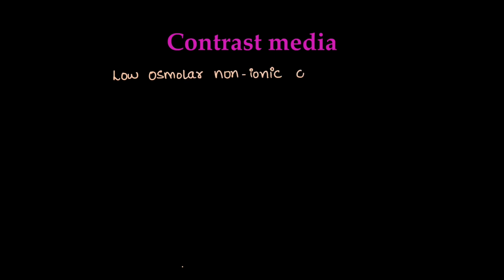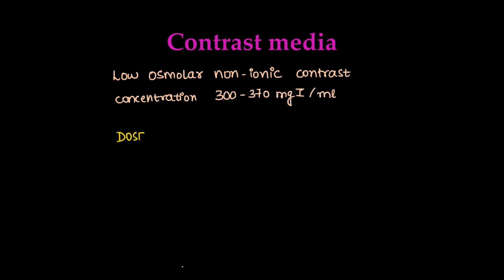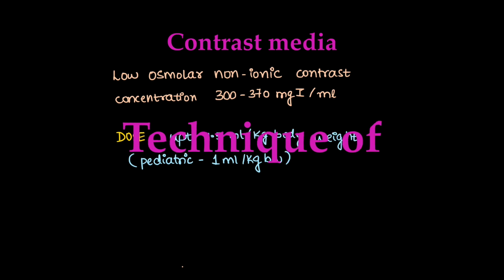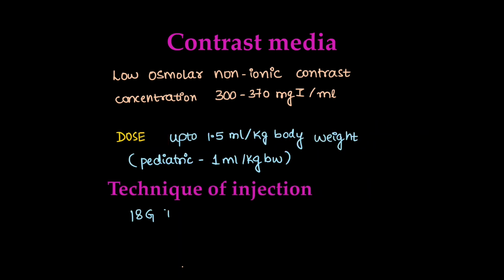Contrast media, what do we use? We use low osmolar non-ionic contrast, which is of concentration 300 to 370 mg iodine per ml. The dose for the patient will be up to 1.5 ml per kg body weight, and in pediatric cases 1 ml per kg body weight. Technique of injection, we inject through an 18 gauge IV cannula by rapid bolus technique.